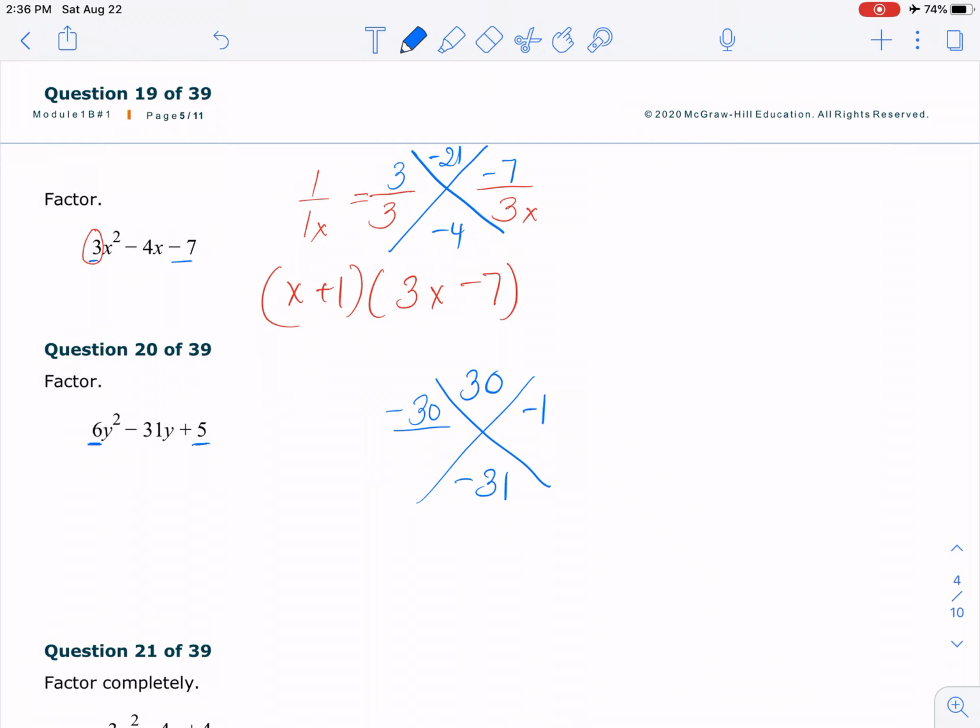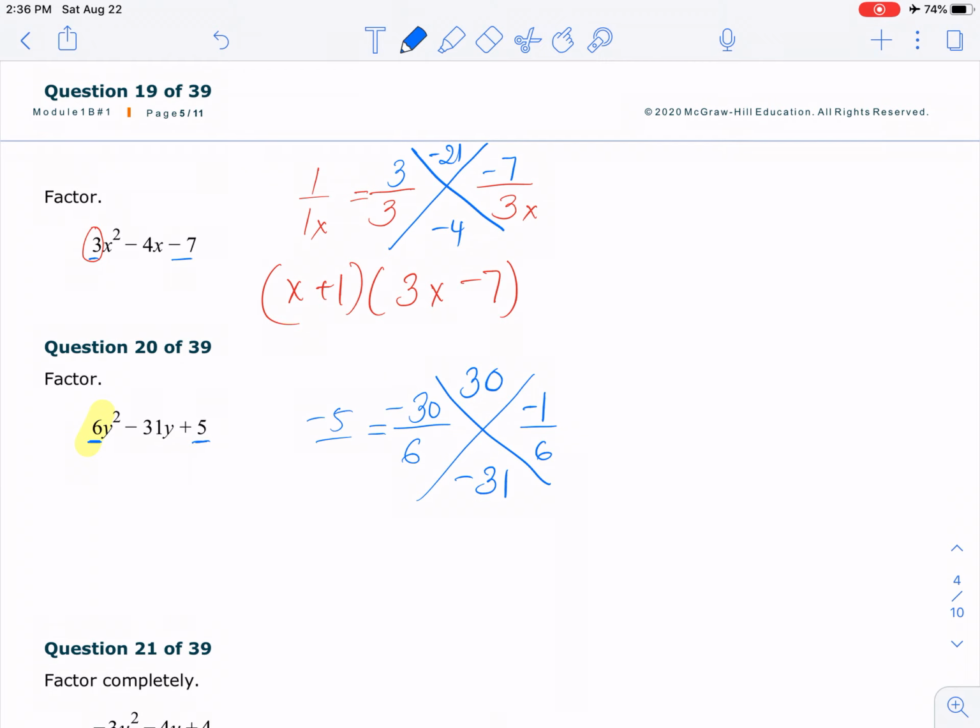So once again, I'm going to divide by 6, which is this number right here. And then don't forget, you have to reduce it. So I'm going to get negative 5 over 1. So once again, I'm just going to write the y here, so my final answer is y minus 5, 6y minus 1. There we have it.